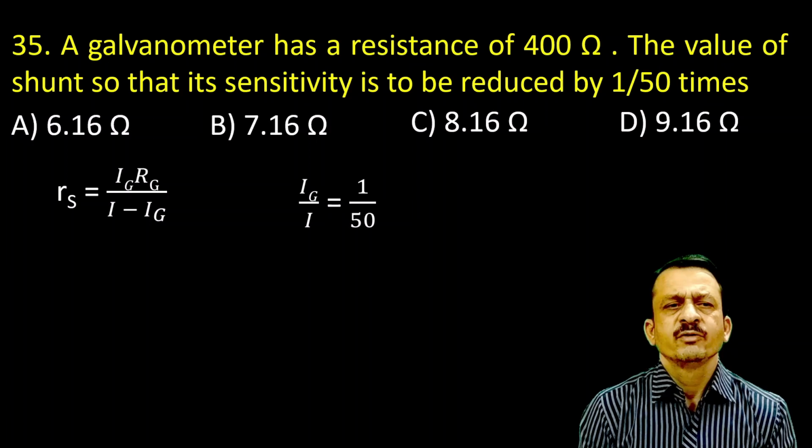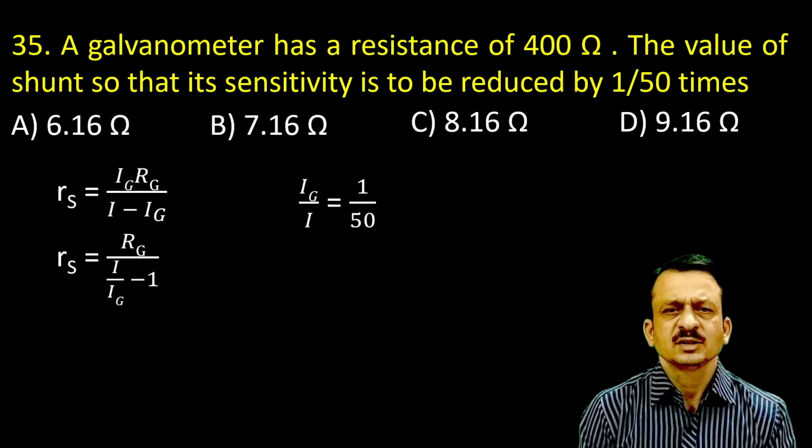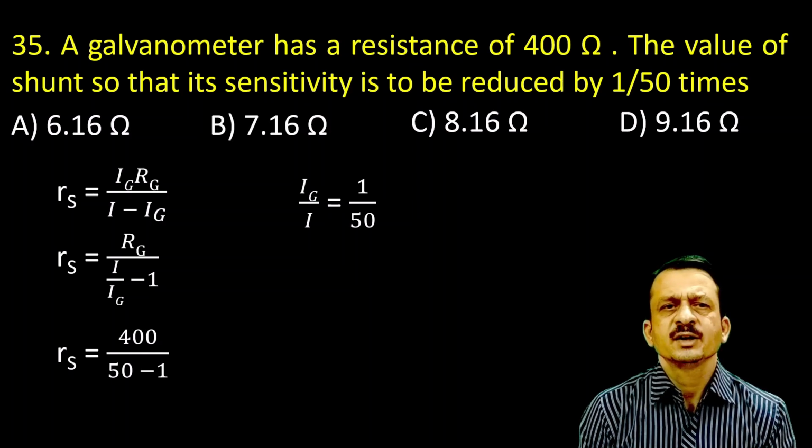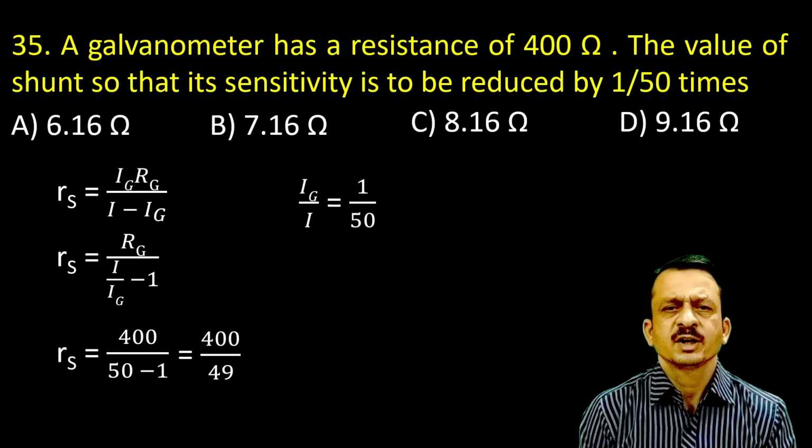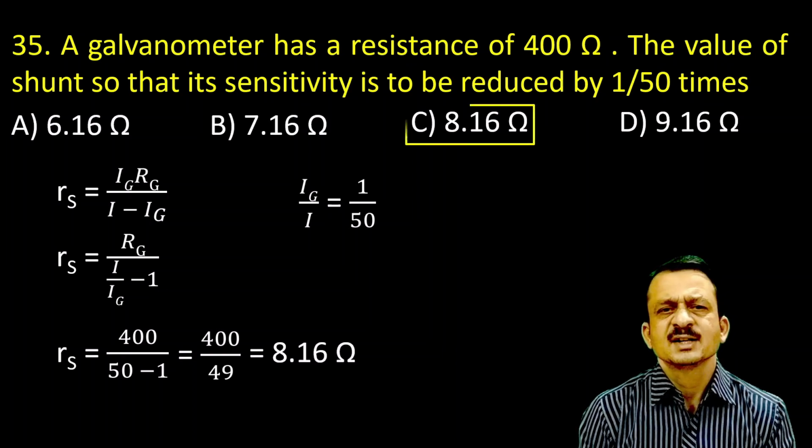Now in the formula we divide both numerator and denominator by Ig. So we will get Rg divided by I by Ig minus 1. But Ig by I is 1 by 50, so I by Ig is 50. Now simply substitute the values. So Rg is 400, the resistance of the galvanometer. I by Ig becomes 50 minus 1, that is 400 divided by 49. So 400 divided by 49, if I assume 49 is 50, so 400 by 50 becomes around 8. Therefore the answer should be 8.16 ohms. Hence C is the right answer here.